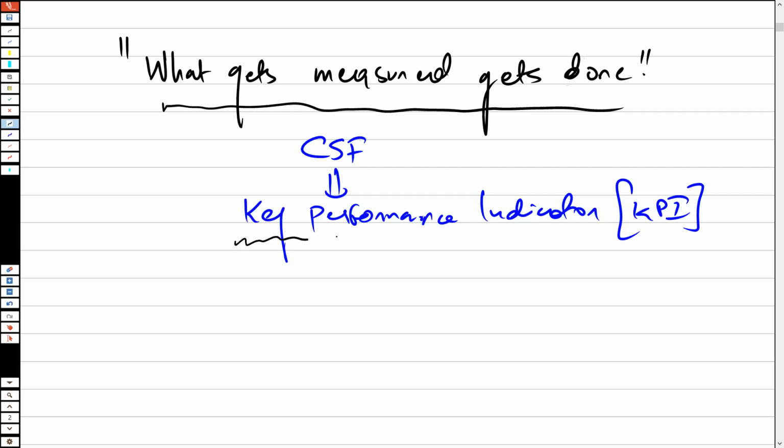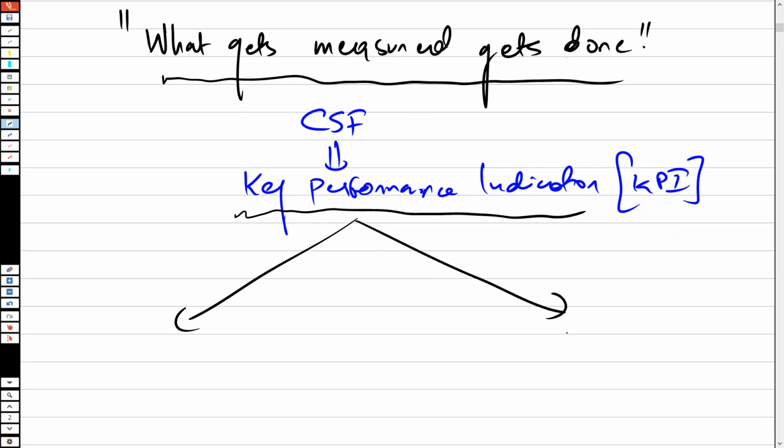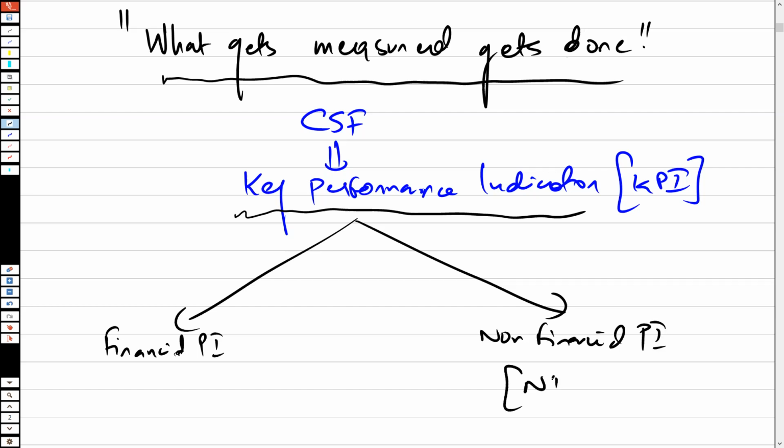There is something you need to understand with respect to KPIs: there are basically two types. One is the financial performance indicator, and the other is the non-financial performance indicator. So you can have either. Now, what exactly are these financial and non-financial performance indicators? Let's discuss them a bit.